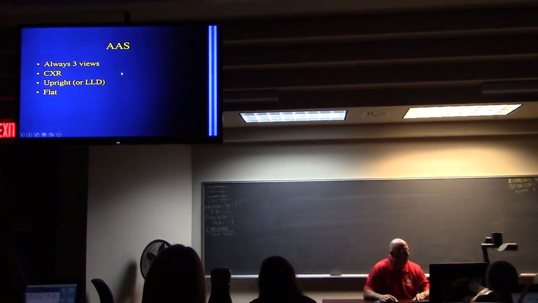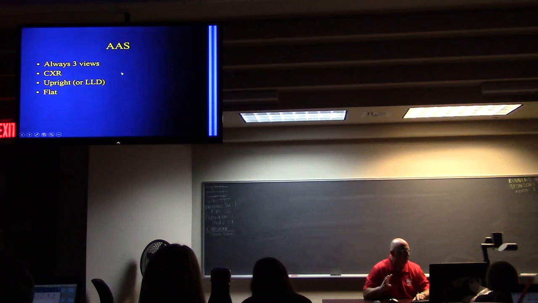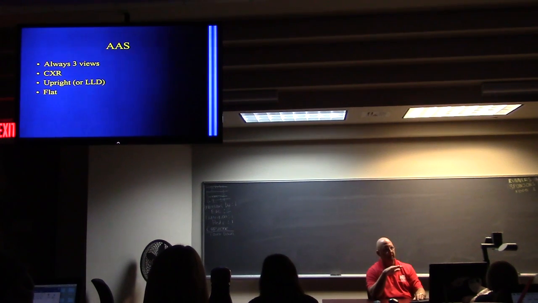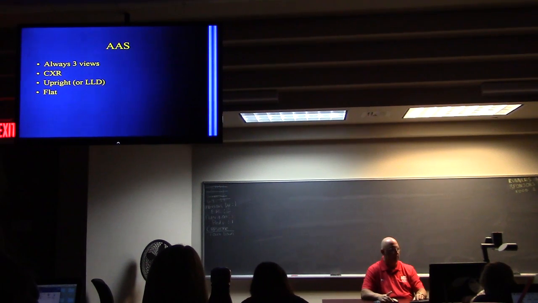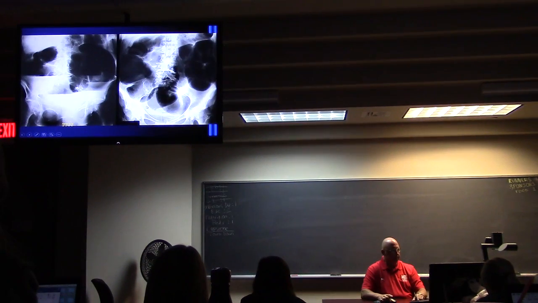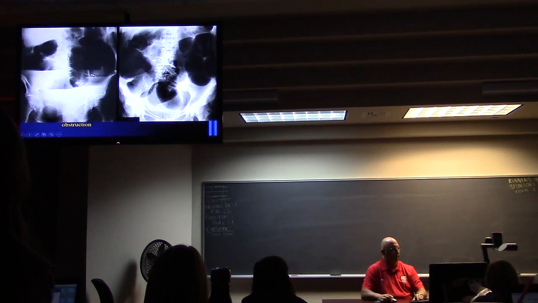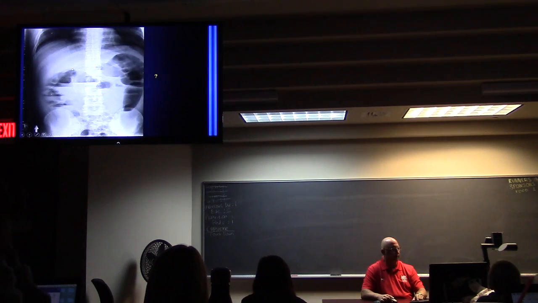Real quick, let's talk about acute abdominal series. It's always three views. You know what the three views for an abdominal series are? It's a flat plate, it's an upright, and you have to get a chest. And you get the chest mostly to be able to evaluate the subdiaphragmatic areas and make sure there's no free air. It has to be an upright chest. So this is the flat plate, and this is the upright. Notice the air fluid levels, signifying an obstruction. This is probably an ileus. Notice the stair-stepping air fluid levels all the way up. That's an ileus.